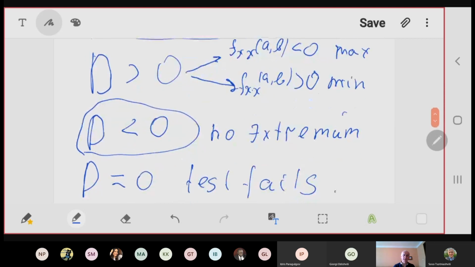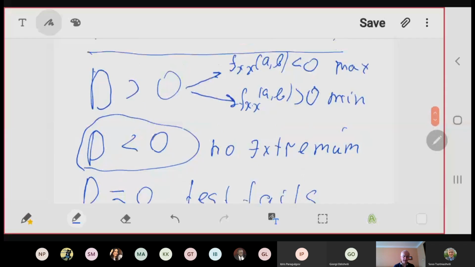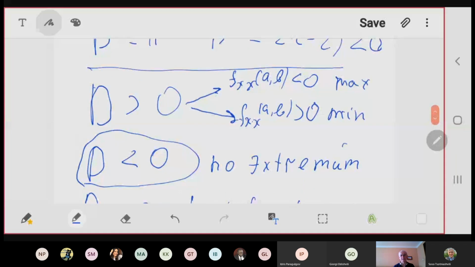So we have here 3 basic cases, and in the first case we have 2 cases: when A is negative or A is positive.